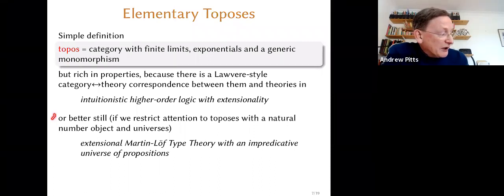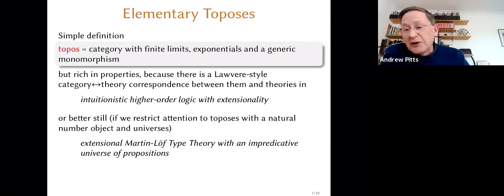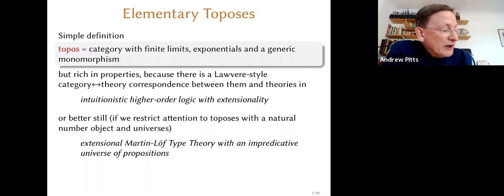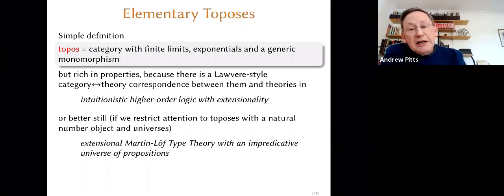And better still, for the kind of things that I'm interested in, if you allow your toposes to have natural number objects, so have infinity, and actually, importantly, to have enough internal universes as well, then you can take some form of extensional Martin-Löf type theory with, at the bottom, a little impredicative universe of propositions as the internal language. The point is that everything that you can say in that kind of logic can be interpreted in one of these toposes, and that can be a very nice way of constructing something that, if you just did it purely category theoretically, could be quite complicated to describe in a diagram chasing way.